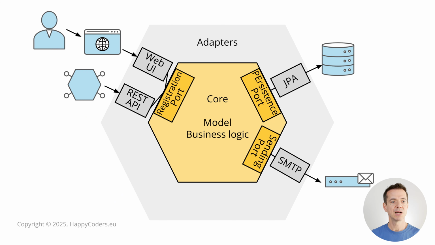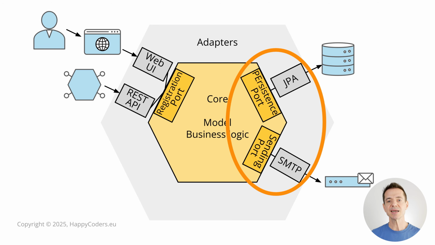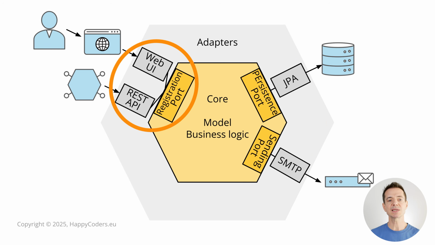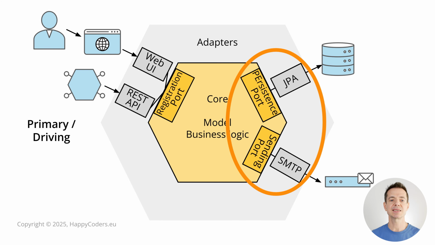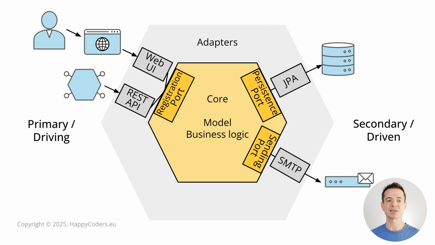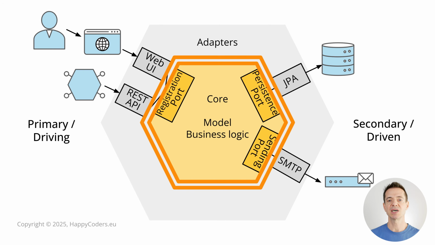I'll zoom back out. As you may have noticed, there are two types of ports and adapters. On the left-hand side, we have those that control the application, and on the right-hand side, we have those that are controlled by the application. We call the controlling ones primary or driving ports and adapters, and we refer to the controlled ones as secondary or driven ports and adapters. Through the ports and adapters, the application core and the infrastructure are isolated from each other at this boundary. Technical details such as JPA, Hibernate, REST or JSON are only visible in the adapters, not in the application core.